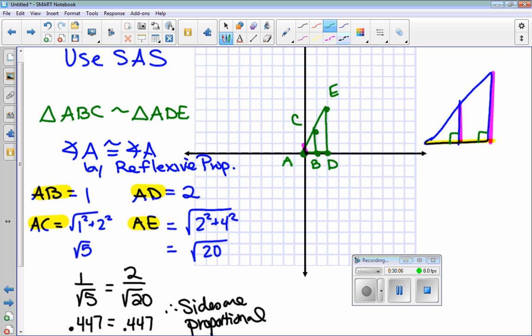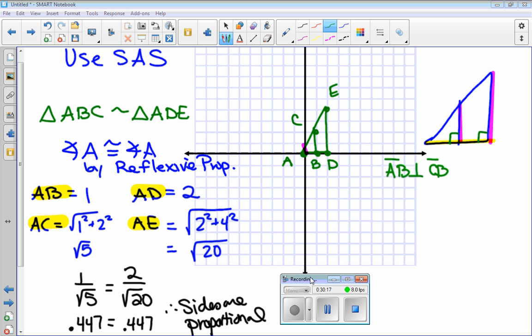I'm trying to show that AB is going to be perpendicular to CB. What's the work involved in showing that? What's the slope of AB? What's the slope of a horizontal line? 0. What's the slope of CB? What's the slope of a vertical line? Undefined. That is enough information for me to say that the lines are perpendicular.